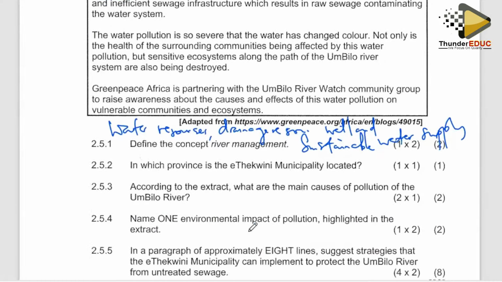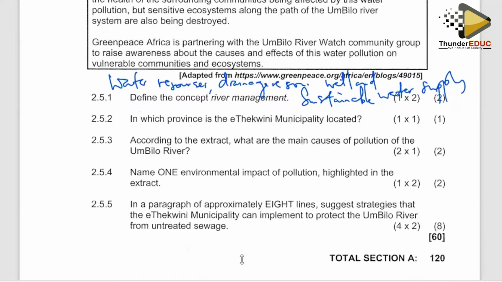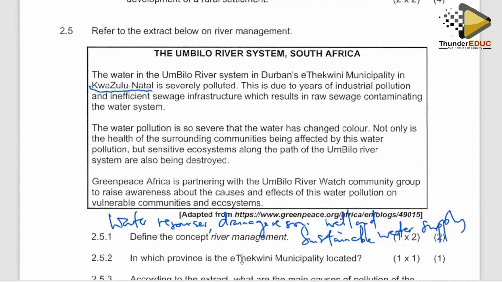According to the extract, what are the main causes of pollution from Umbilo River? Our main causes are indicated here. This is due to years of industrial pollution. So one cause, and inefficient sewage infrastructure, which results in raw sewage contaminating the water system. So those are the two causes: industrial pollution and inefficient sewage infrastructure. Right.